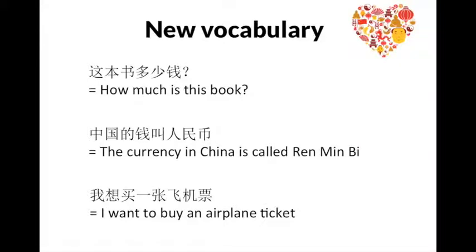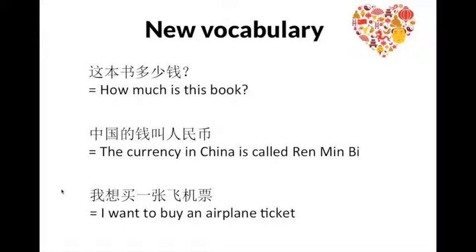Alright, so we'll start with the first sentence. 这本书多少钱? So this book, 这本书, 本 is the measure word, as you know. 多少, how much? 钱, money. So this book, how much money? How much is this book? Second, we have 中国的钱叫人民币. 中国, China, 的 possession, 钱, so China's money, 叫 is called 人民币, RMB.